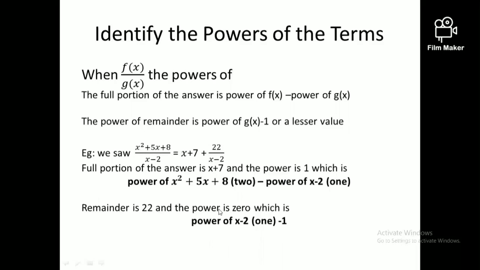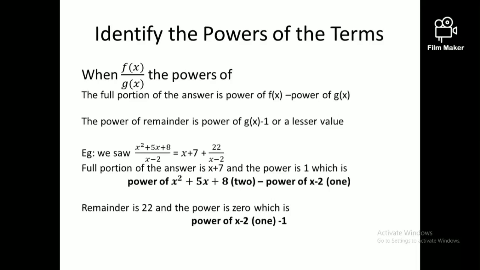For the remainder, the power of the divisor is 1, and 1 minus 1 is 0. So it's a power 0. Power 0 means it's just a constant, with no x terms. x plus 7 is a linear function, that is power 1. 22 is just like power 0, there are no x terms. x squared plus 5x plus 8 is quadratic, that is a power 2 equation. x cubed plus 3x squared plus 8x minus 2 and the like are power 3 equations, the cubic equations. Like that, we have to analyze these.